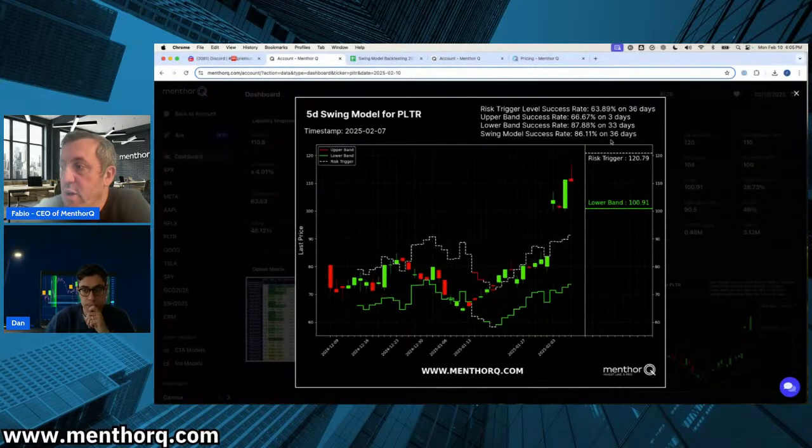If you look at Palantir right here, you have an 86% success rate over 36 days. That means that every time we had the lower band over 36 days, in 86% of the cases, the price closed above that lower band 5 days in the future.